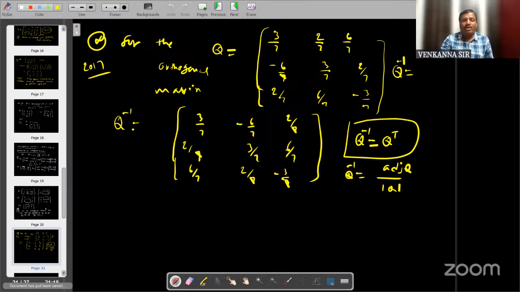So coming to next, addition of matrices. Next concept is addition of matrices.